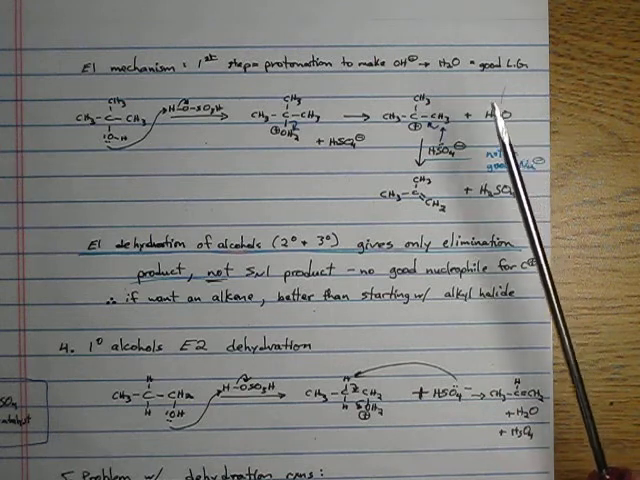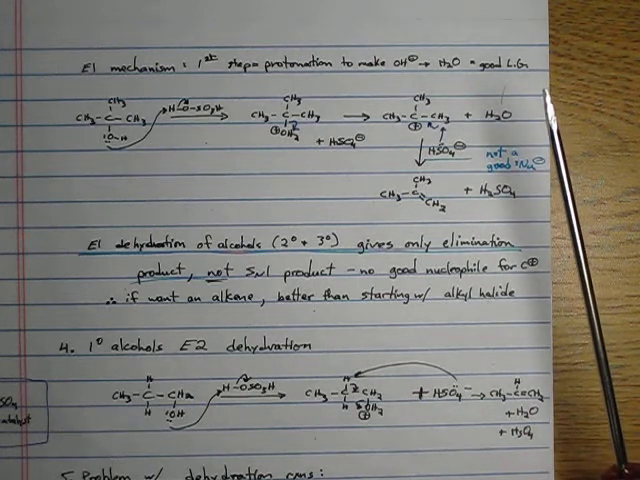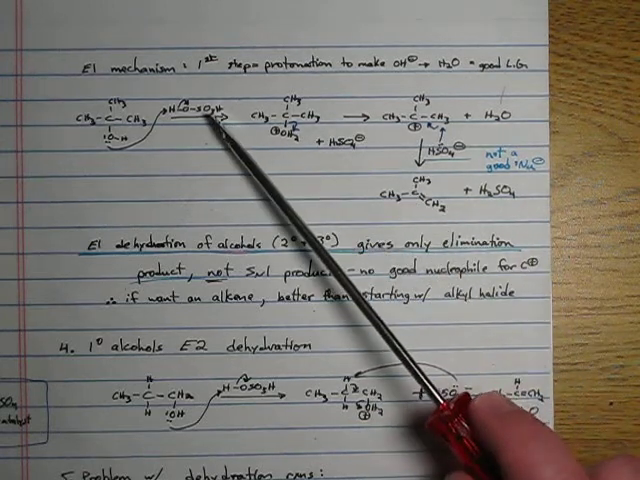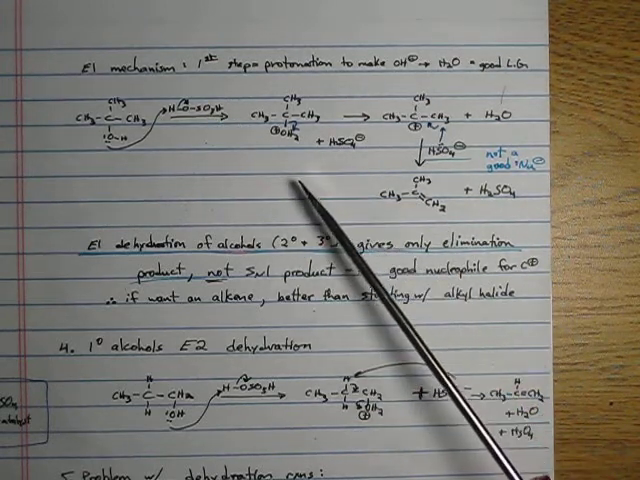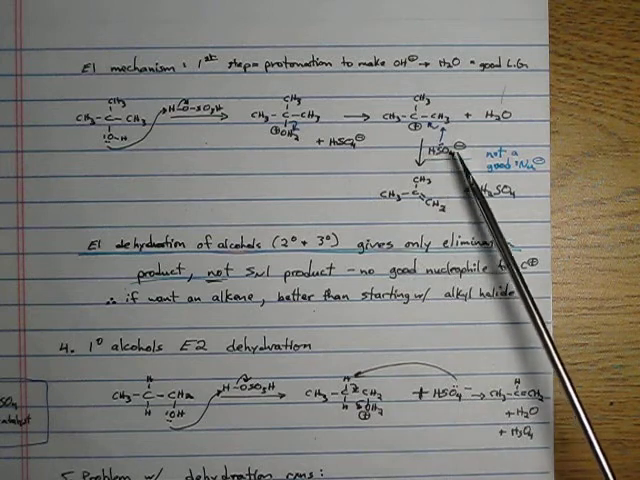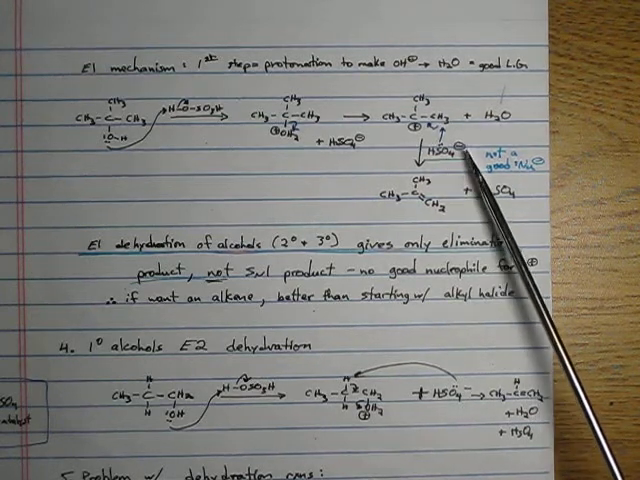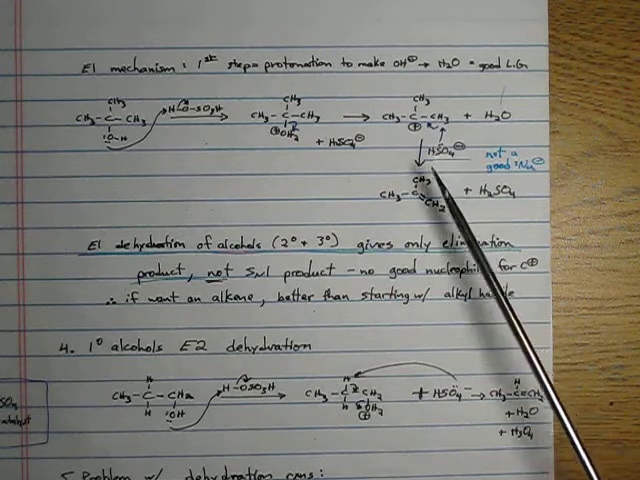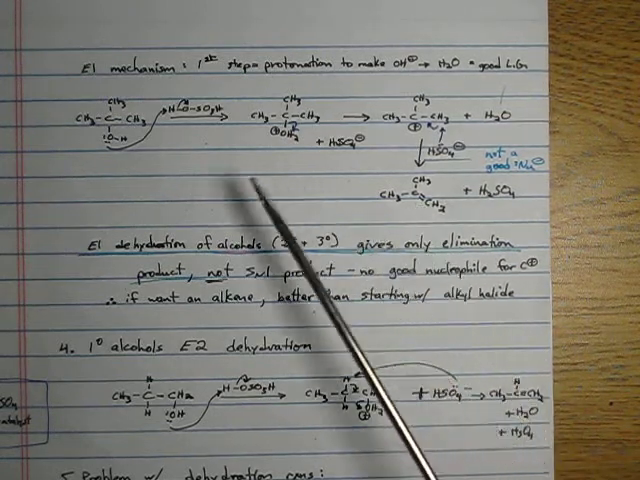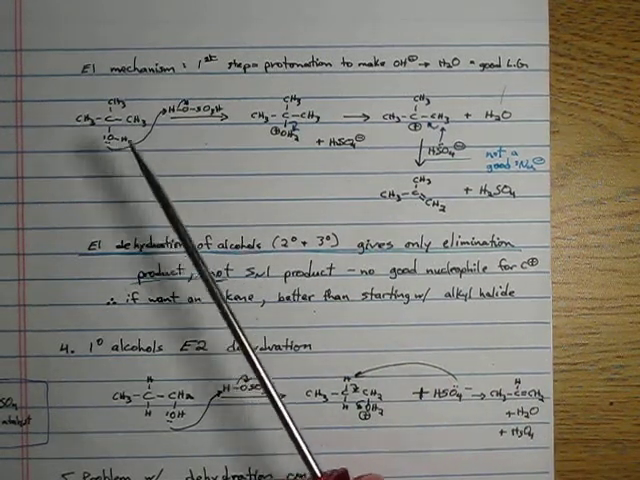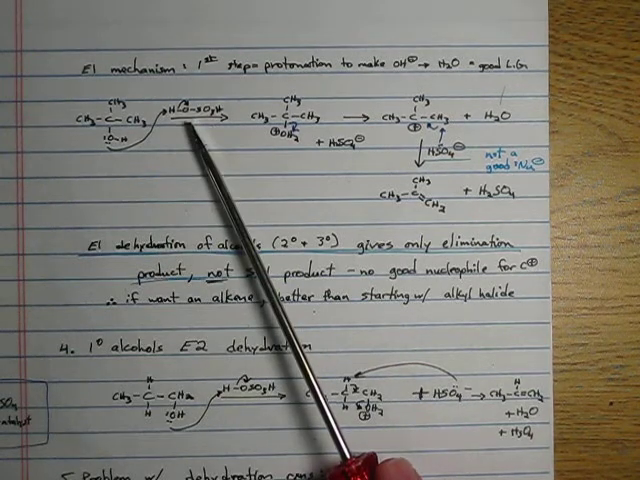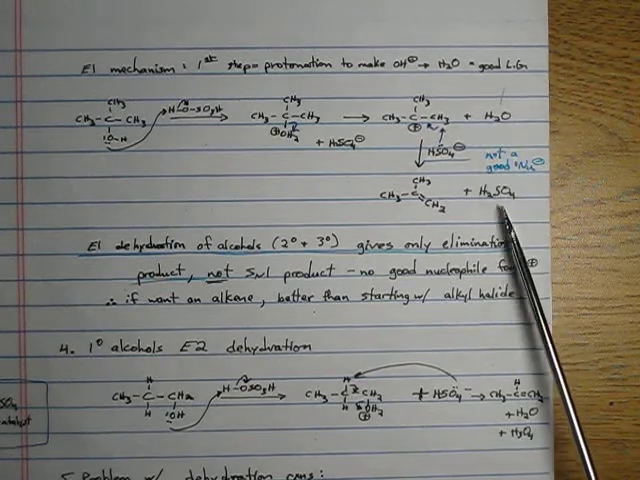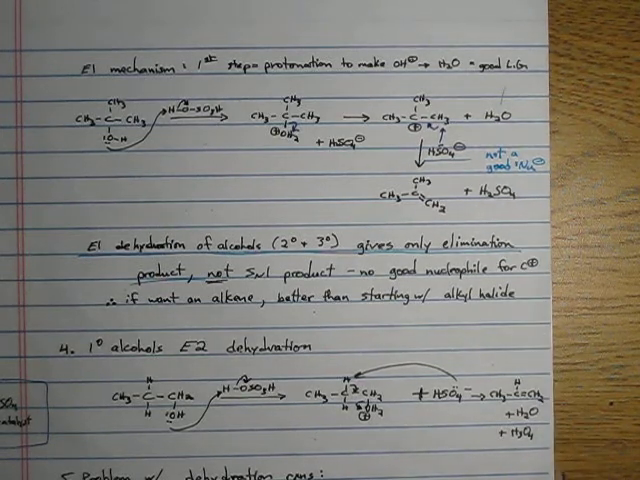Recall, catalysts speed up reactions by lowering the activation energy, and they don't get used up. So if we start with H2SO4, we must end with H2SO4. Therefore, HSO4 minus will come back in, snag that hydrogen, and give us our alkene. So note, we started with our alcohol, we added acid, we ended up with an alkene, water, and we got that acid back again.